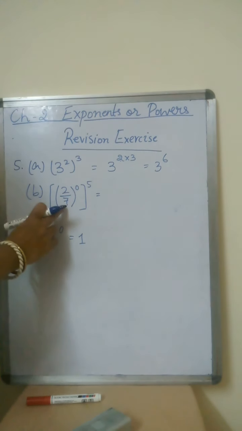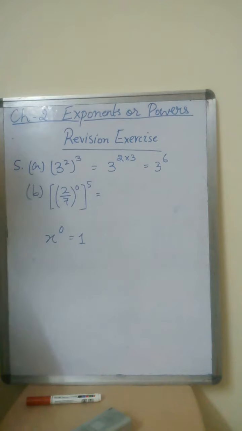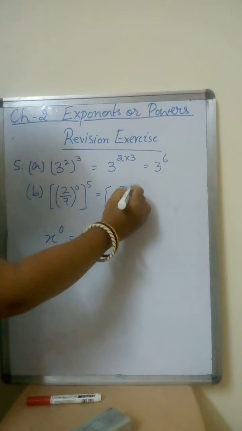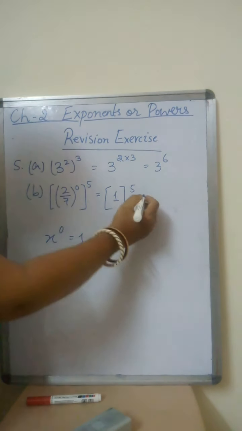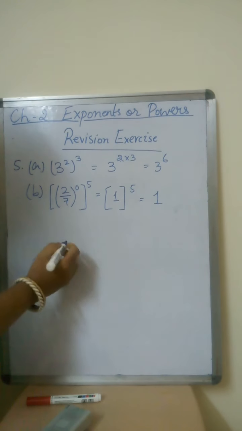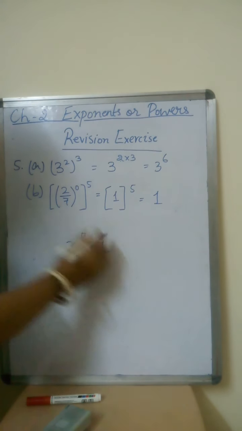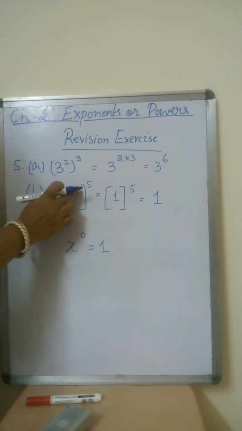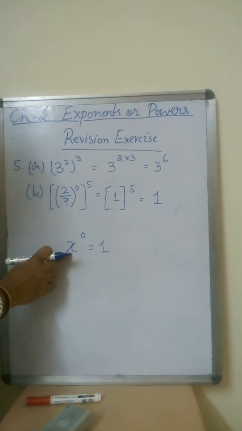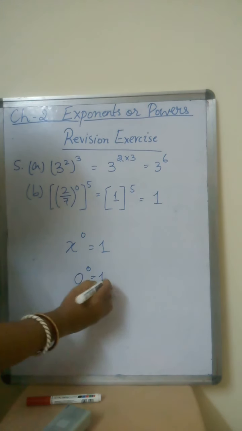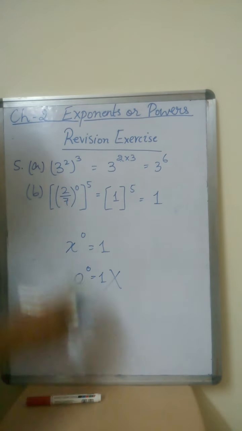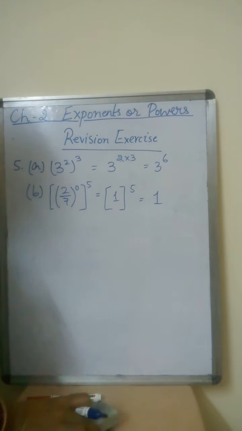X cannot be 0. So here, see, 2 to the power 2 by 7 to the power 0. That means it is how much? 1. Okay, to the power 5. So 1 to the power 5 will be how much? 1 only, right? So don't forget that x to the power 0 is always 1. Any non-zero rational number to the power 0 is 1. You cannot have 0 to the power 0 equal to 1. This is wrong. Some number or digit should be there, then only it can be 1.